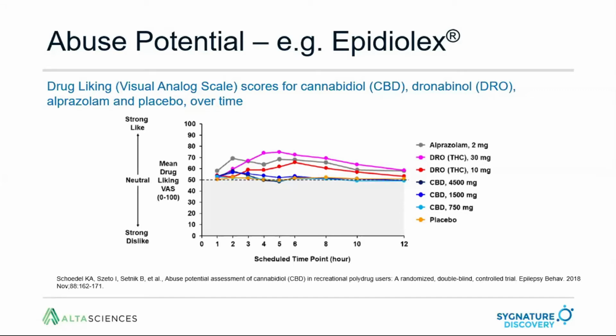The figure shown here presents the primary measure, which is drug liking. On the y-axis, 0 is strong disliking, 50 is neutral, and 100 is strong liking. As you can see, the active controls, alprazolam in the gray line and both doses of the active control dronabinol, the pink and red lines, showed high levels of drug liking over time. In contrast, the 3 doses of the cannabidiol, which is the Epidiolex, shown in the 3 shades of blue, and the placebo, which is indicated in the orange line, were very similar and at the neutral point for drug liking. Next slide, please.